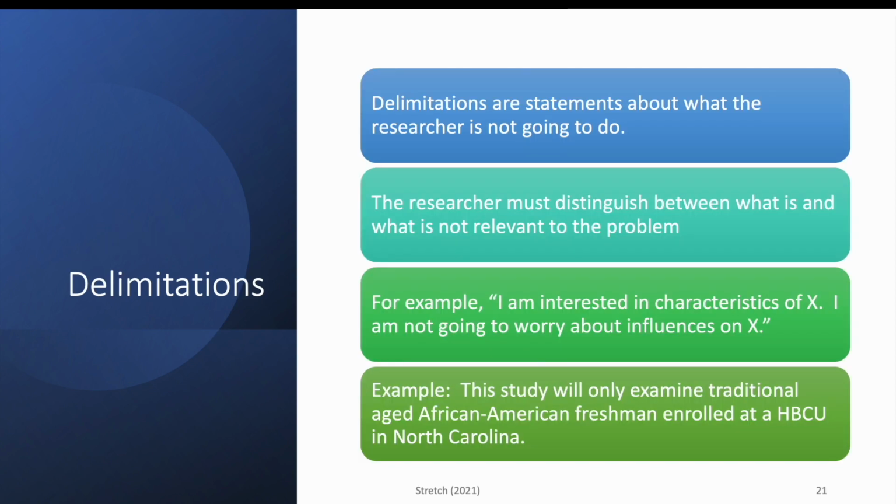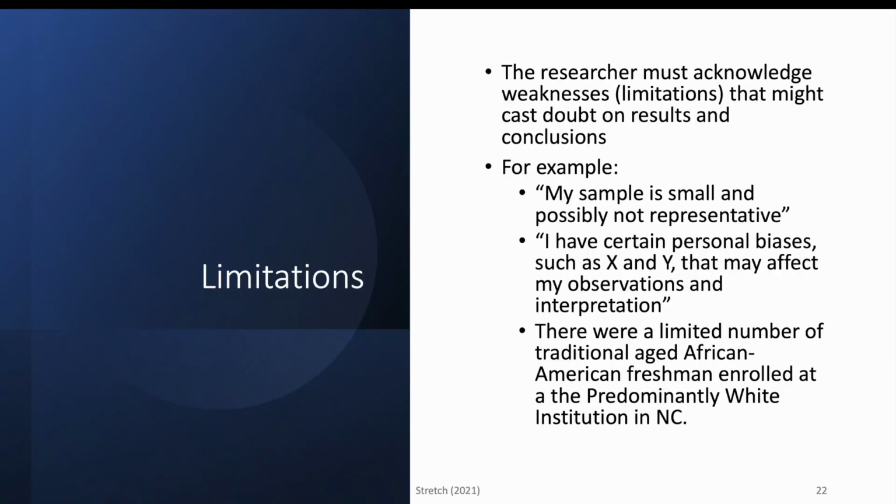Delimitations are how I'm kind of delimiting or creating boundaries of who can and cannot be in my research study. So, for example, I only examined traditional age African American freshmen enrolled at an HBCU or a public PWI in North Carolina. So those were some of the ways that I delimited my research sample.